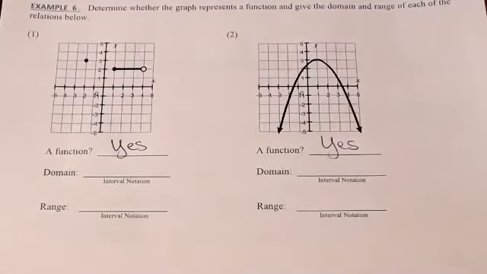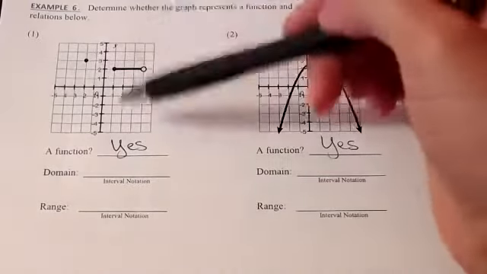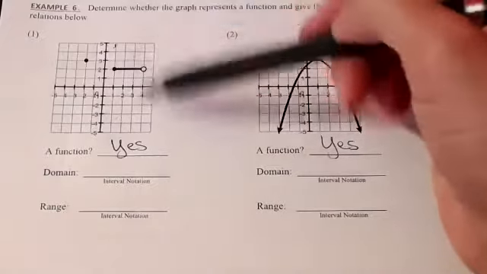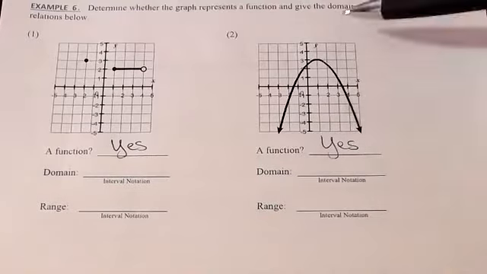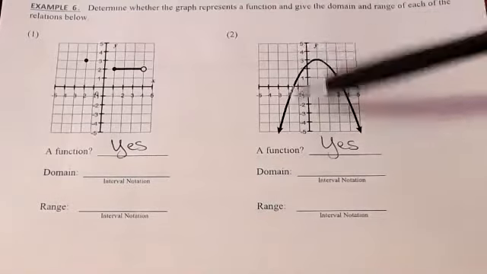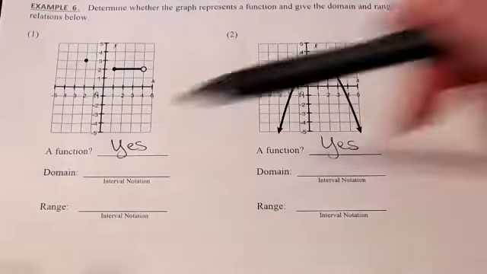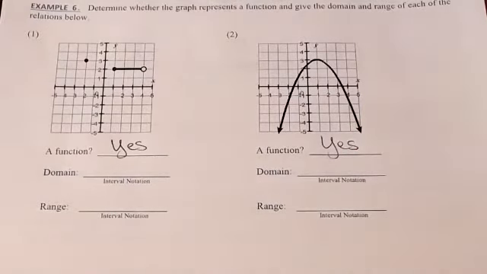So we had a discussion over our break that these were both definitely functions. They both pass the vertical line test. No matter where I draw the vertical line, it only hits the graph at most once, right? Even over here, we could draw a line, line, line, line, line. It only hits the graph at most once. So yes, they're definitely functions.